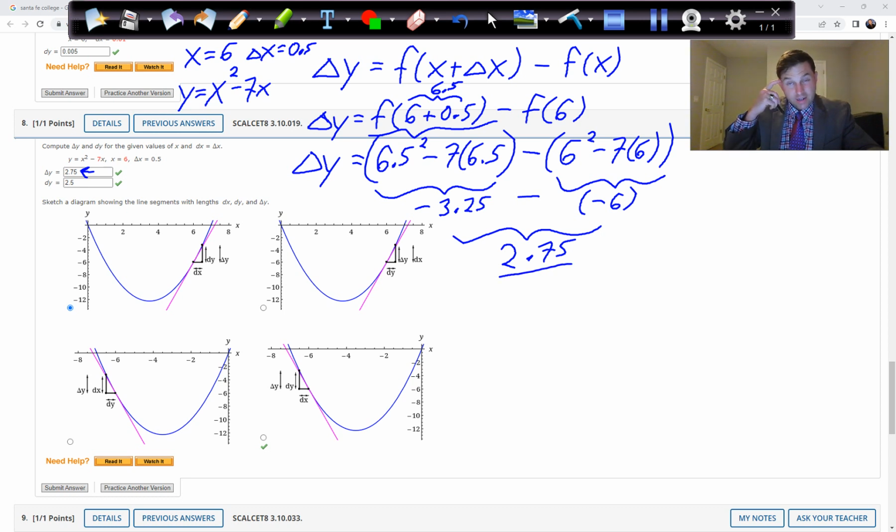So that's yet another method to calculate a small change in a y value by changing your x value by a small amount. It's like, how much did my function change based on a small change in x?